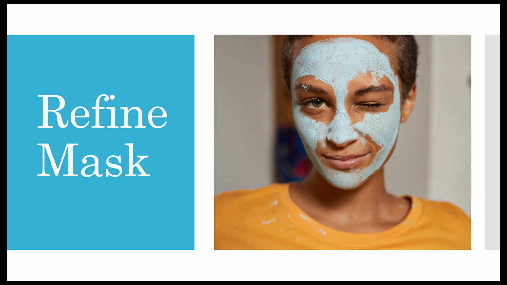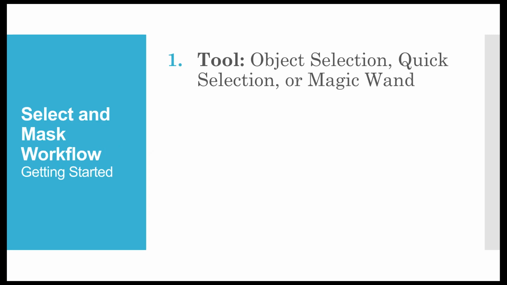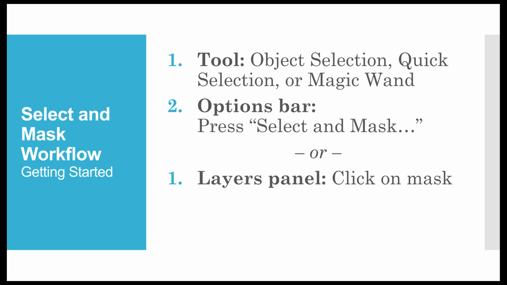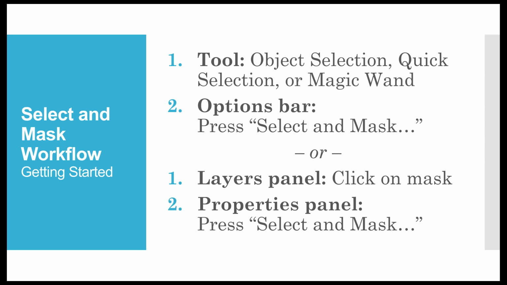It's called Refine Mask. You can start with a selection already made using another method, such as object selection, quick selection, or the magic wand. And then you go to the options bar and press Select and Mask. Or you can create your selection entirely in this workflow. From the Layers panel, click on a mask, and then from the Properties panel, select Select and Mask.